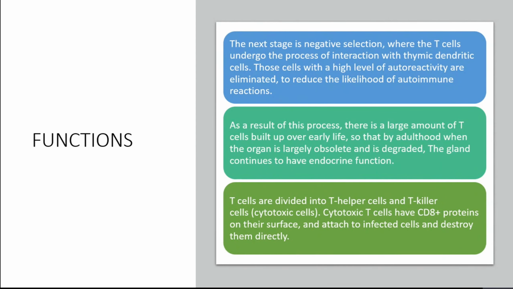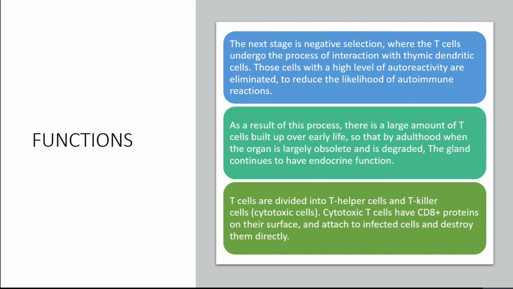So the next stage is negative selection. Here, the T cells interact with the thymic dendritic cells, and those cells with a high level of autoreactivity are eliminated to reduce the likelihood of autoimmune reactions inside the body. As a result of this process, a large amount of T cells is built up over early life, so that by adulthood, when the organ is largely obsolete and is degraded, the gland continues to have an endocrine function.